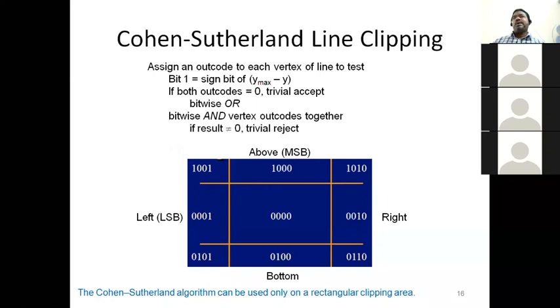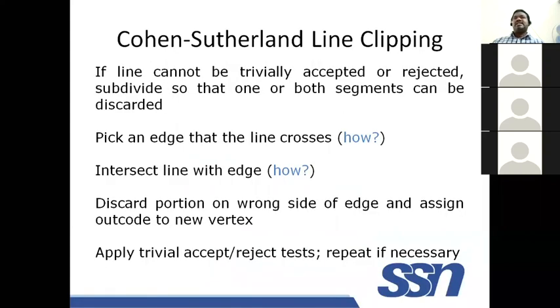Okay, so how to do coding? By knowing the endpoint, take a bitwise AND operation. If it is 0, trivially accept. If not, you have to find out the intersection point, and you continue to find out the portion which is visible to the observer. Right. Next one. So this is also systematically given. If a line cannot be trivially accepted or rejected, subdivide so that one or both segments can be discarded. Pick an edge that the line crosses. How to do that? I will explain it with a numerical example.